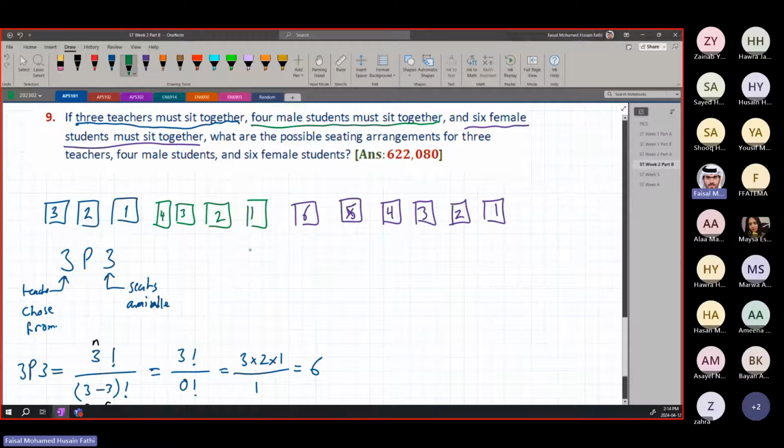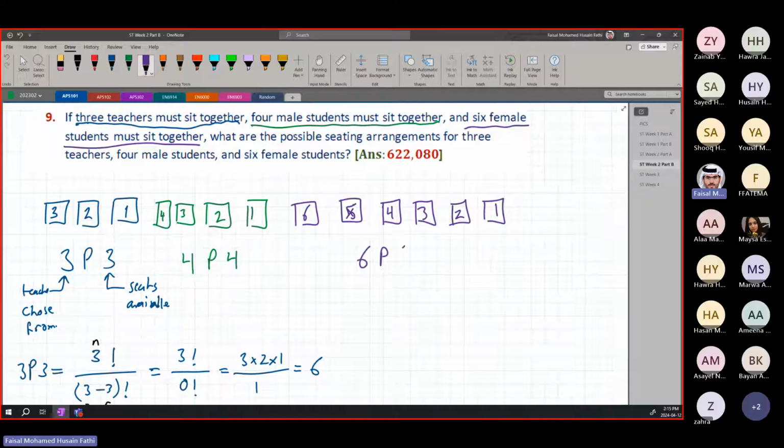Boys, we have 4 seats, and we have 4 boys to choose from. So it's going to be 4p4. Same exact thing for the girls. We have 6 seats, and we have 6 girls to choose from. So it's going to be 6p6.